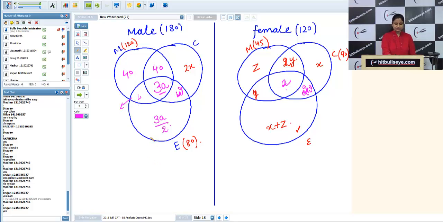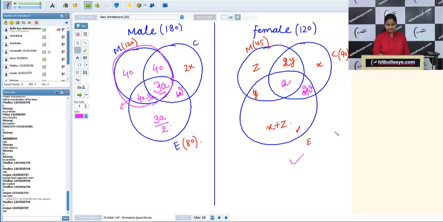Now this area is not written here. As you can see, the mechanical was 120. We'll take the total, so it comes out to be 40 minus 3a, because the total of this circle should be 120. So I'm subtracting 3a, 40 and 40 from 120. So we are left with 40 minus 3a. Correct?